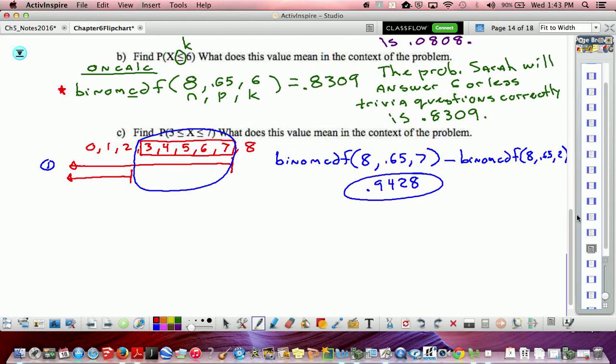And then of course our last one there, this is the one where you have to put the 2 together. So on this particular one we're doing 7 or less and then subtracting 2 or less. So binomial CDF from 7 minus binomial CDF from 2 or less, we get 0.9428.